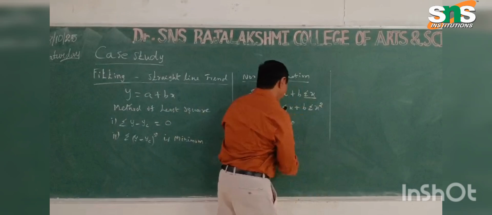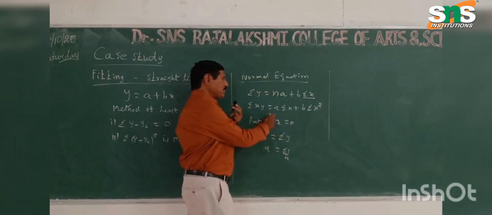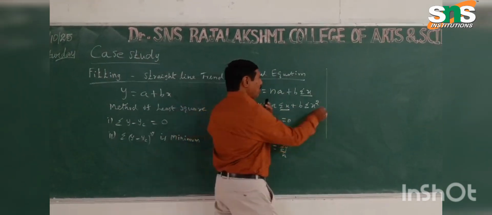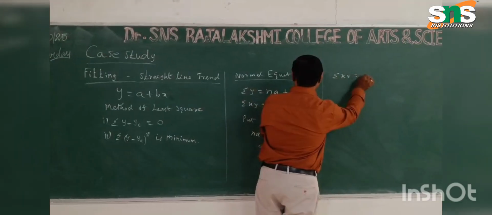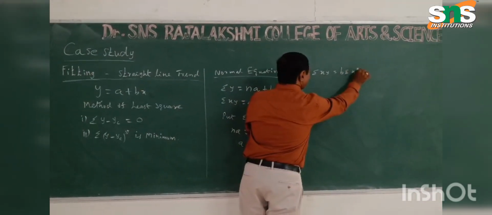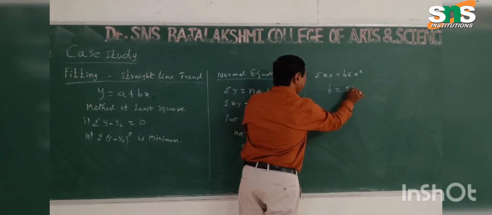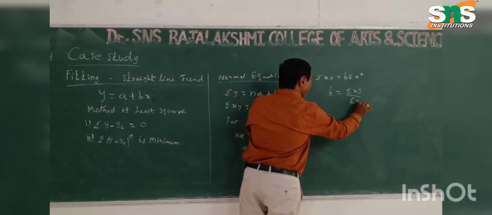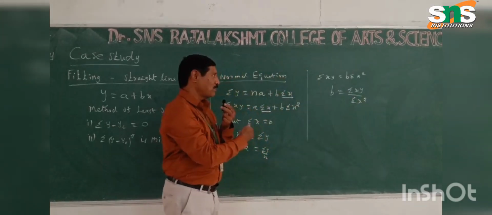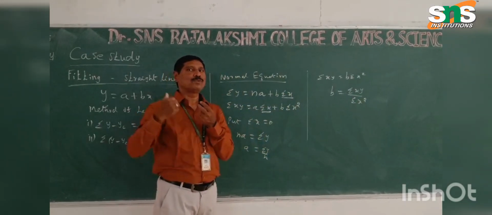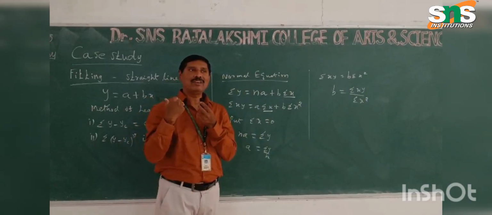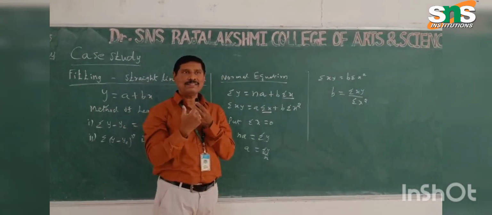And second, we apply sum x is equal to 0 in the second normal equation. Here sum x is 0. Therefore, in the remaining terms, sum xy is equal to b times sum x squared. So from this, the b value is sum xy by sum x squared. Using these two values, after finding a and b, we substitute into the straight line equation and get the trend line equation: yc is a plus bx.